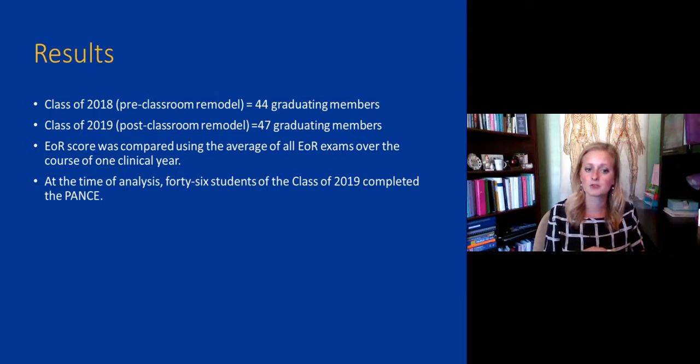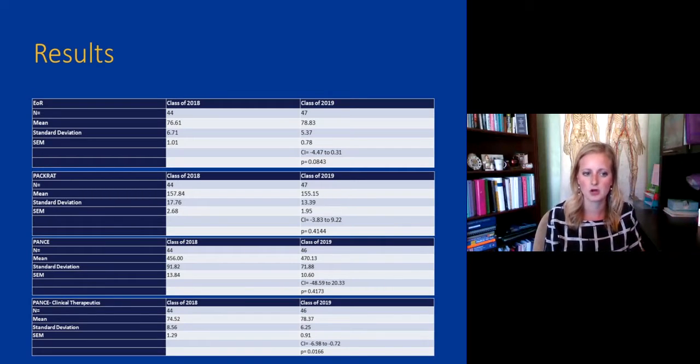Our pre-classroom remodel group had 44 graduating members that we know as the class of 2018, and our class of 2019, post-classroom remodel, had 47 graduating members. We did end of rotation scores as an average over all of their end of rotation exams over one year, so nine different exams. And at the time of our analysis, 46 students from the class of 2019 had completed the PANCE.